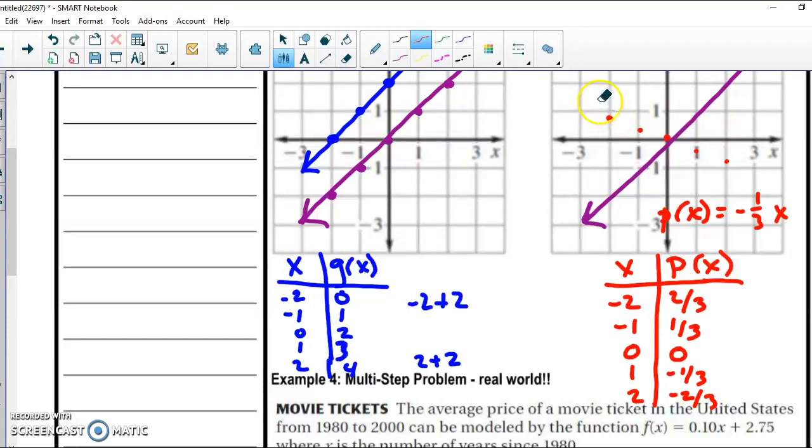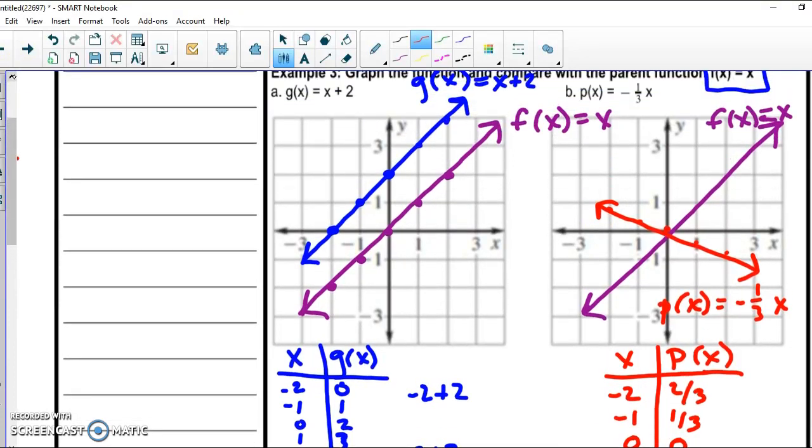So we can see this graph, if I try to get a straight line going through there, actually looks quite a bit different than our parent function. So let's think about why as we compare these. Let me scroll back up for us. P of x equals -1/3 x. So we'll name that line so we know what we're looking at.